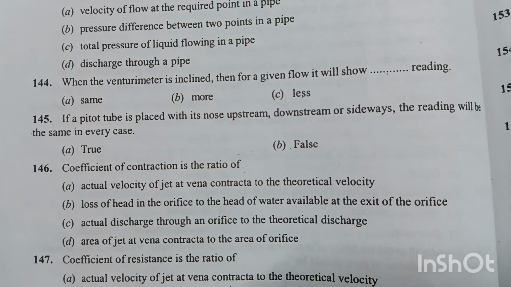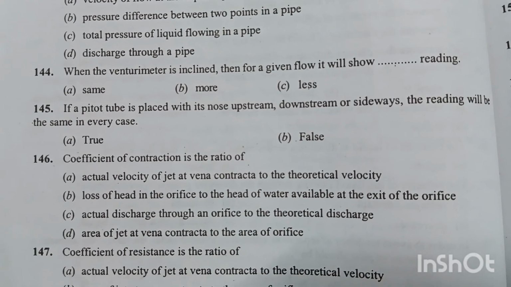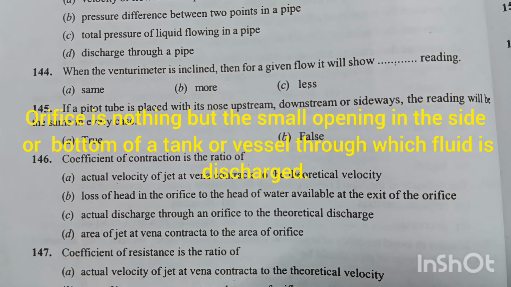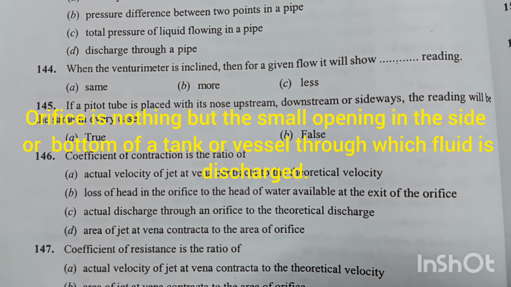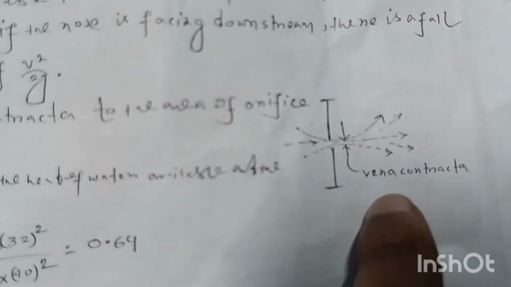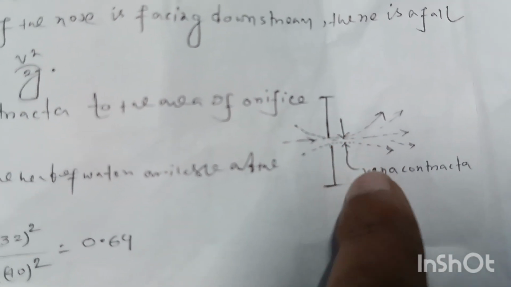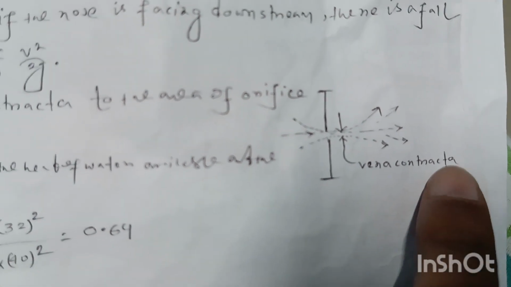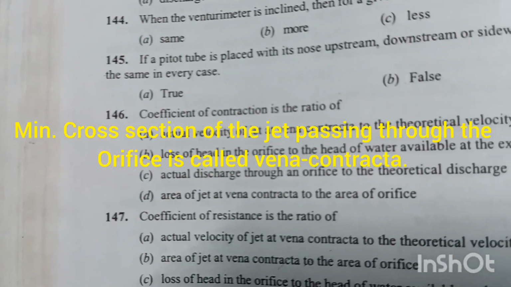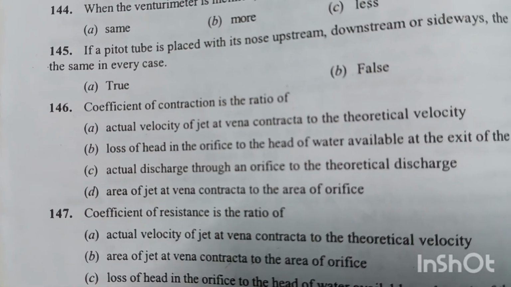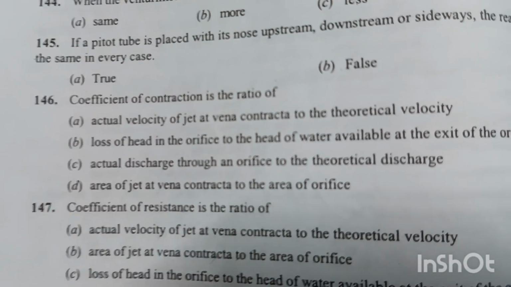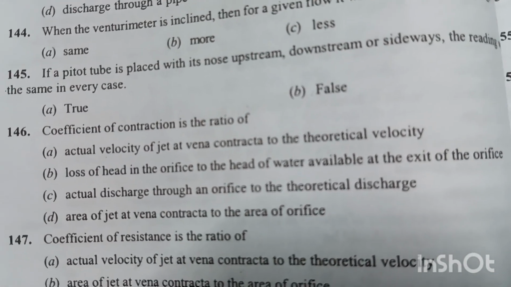Question number 146. The coefficient of contraction is the ratio of area of jet at vena contracta to the area of the orifice. Option D is the right answer. Suppose this is the jet of water through the orifice. So the minimum cross sectional area of the jet is called vena contracta. So coefficient of contraction is the ratio of area of jet at vena contracta to the area of the orifice. Option D is the right answer.